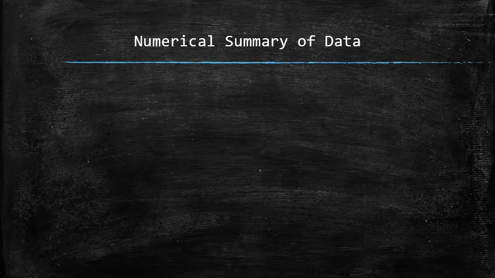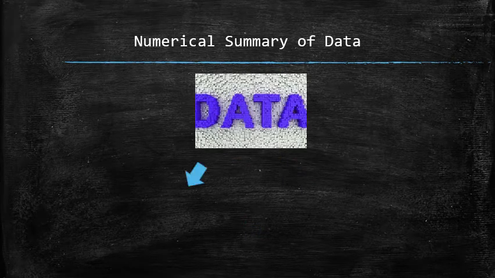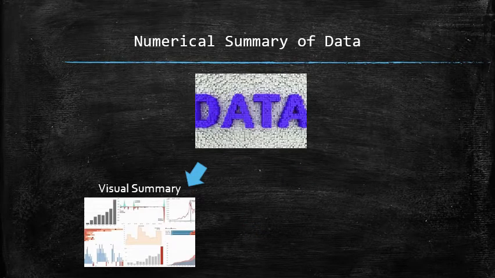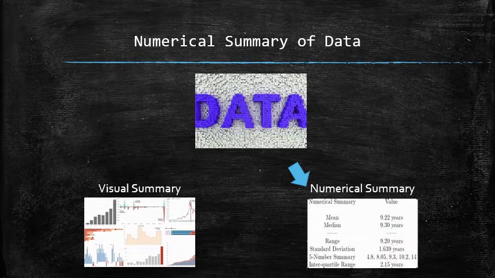In other words, when studying data, the goal is always to have the visual summary that tells the story. When it is not possible to get the visual summary directly, we compute the numerical summary of the data that later can be interpreted to describe the shape of the distribution.